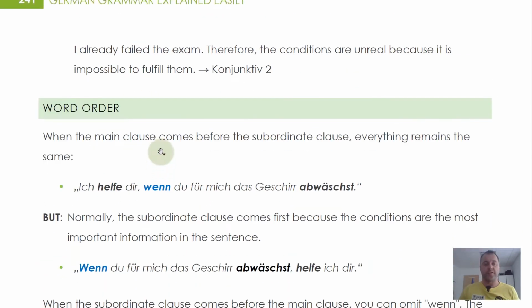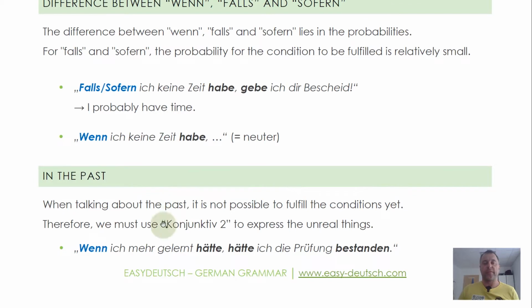What you have to pay attention to is when you're talking about something that has happened in the past. If it has happened in the past, you're not able to fulfill the conditions anymore. It's impossible to fulfill the condition. Therefore, we are talking about something that's actually not real anymore. And I hope you've watched my video about Konjunktiv 2 already, because that's what you have to use if you talk about unreal things. Stuff that is either a wish or something that is just not reality. For example, wenn ich mehr gelernt hätte, hätte ich die Prüfung bestanden.